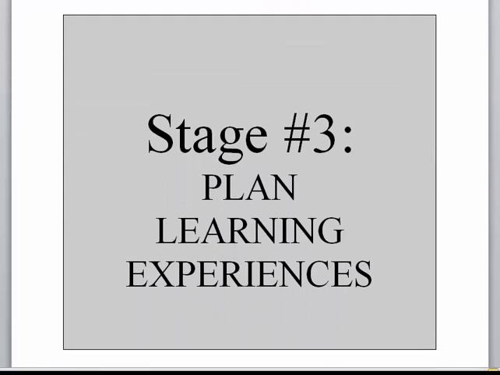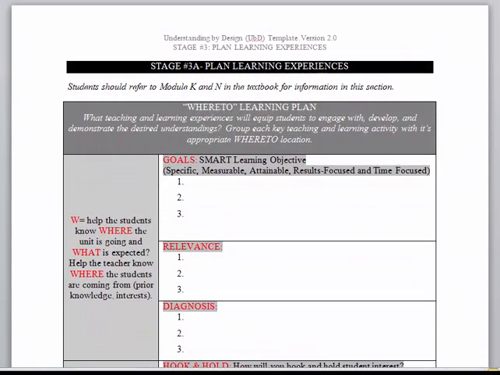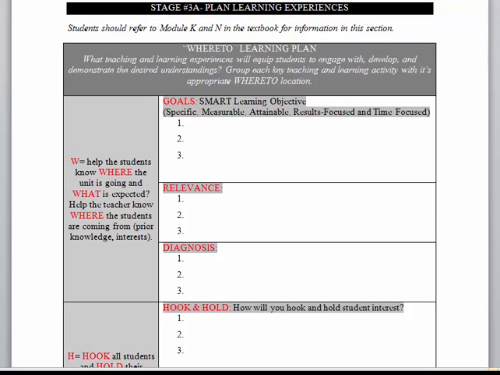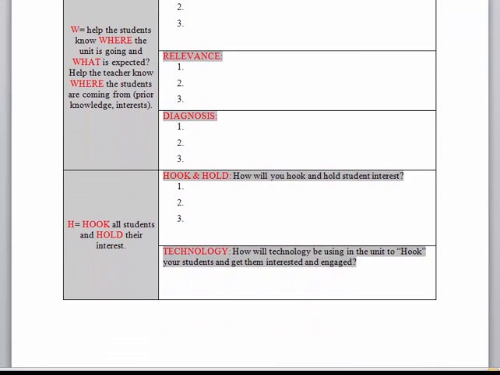In Stage 3, you plan the learning experiences that will be evaluated and cause the transfer of the information into enduring understanding. We use the Where To Learning Plan acronym to complete this section. The W stands for where. Where are we going and why? The H is the hook and the hold. What activity will you do to hook the students and how will you hold their interest?